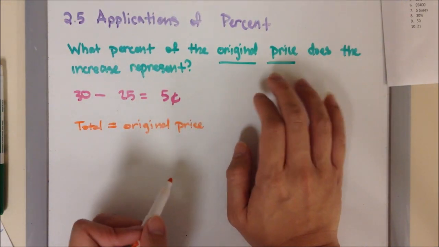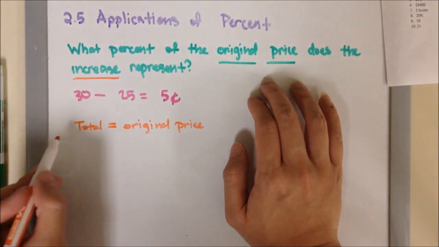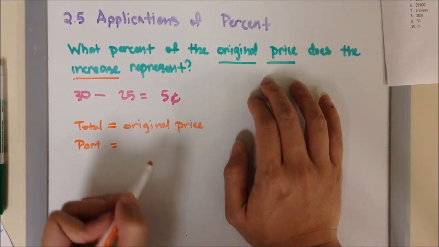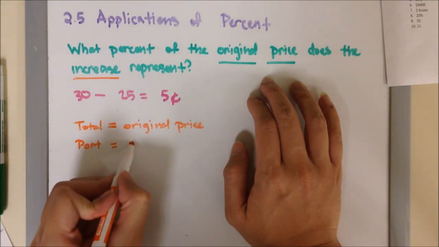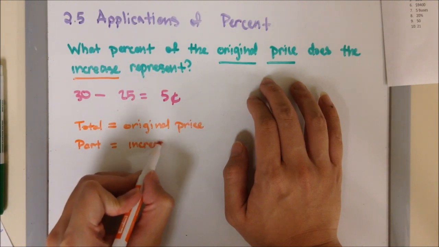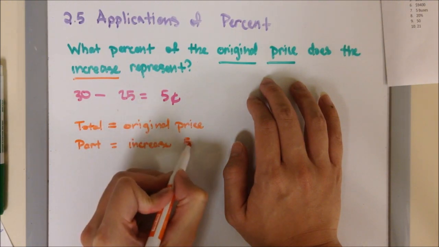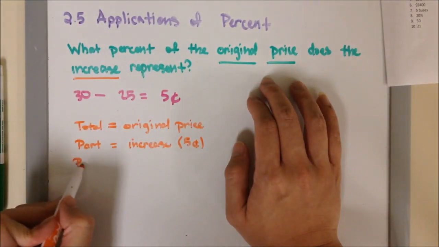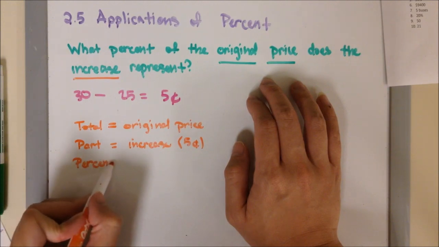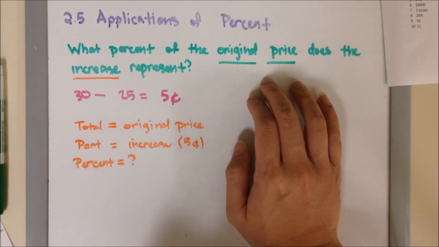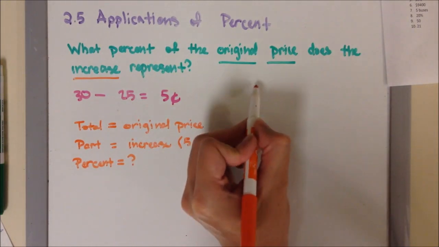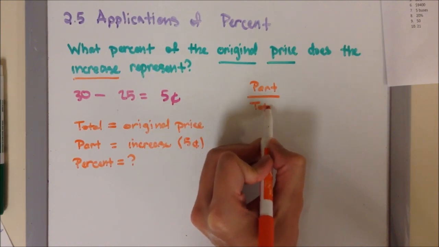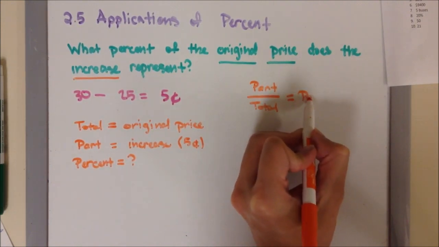And it's talking about the increase, that's going to be our part. So an increase, which is the 5 cents. And it says what percent? We don't know what percent is. So that means we're going to be using this formula: part divided by total equals percent.